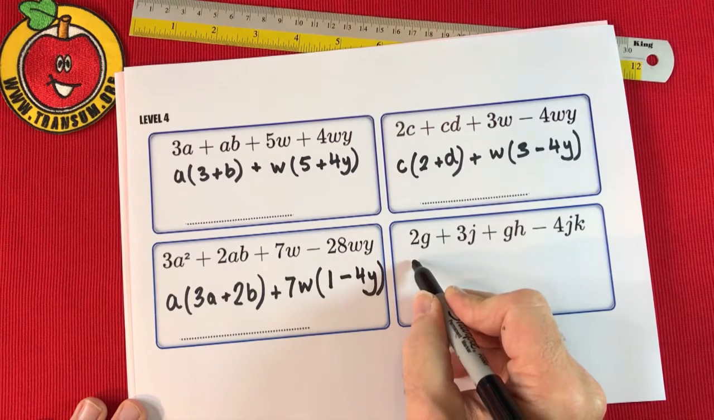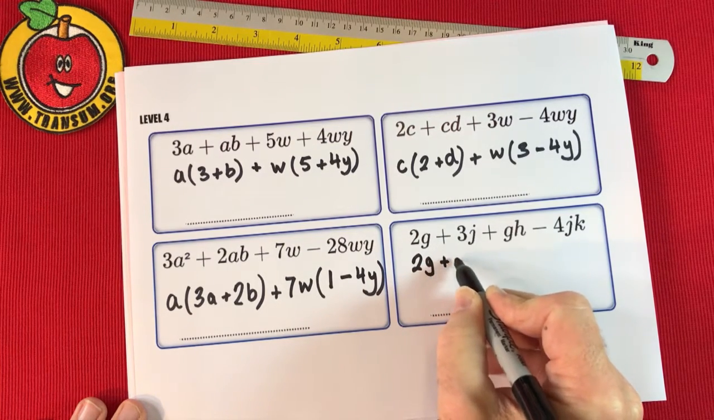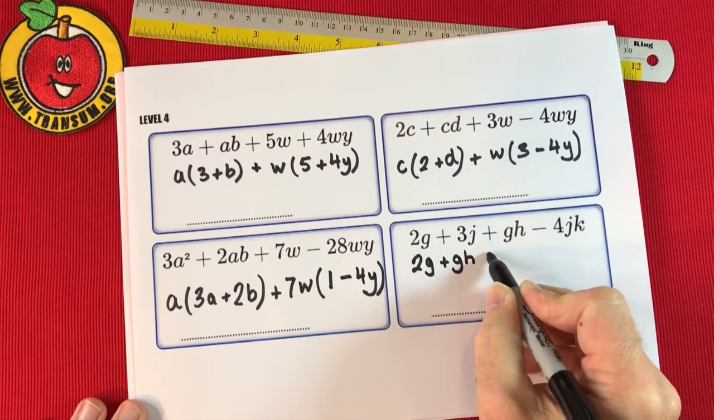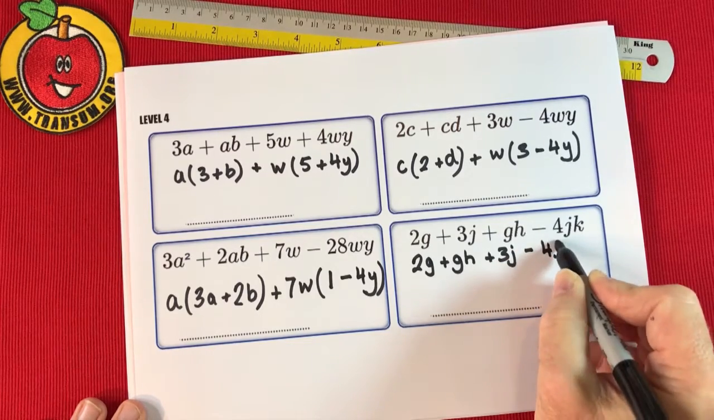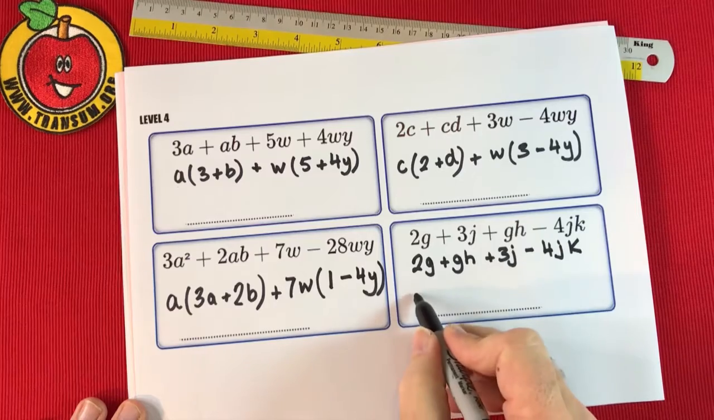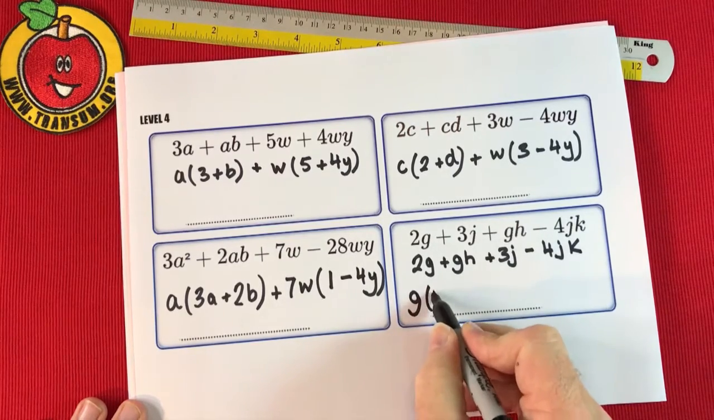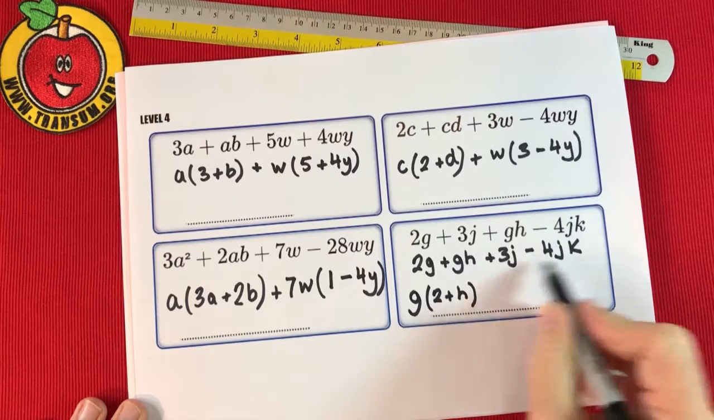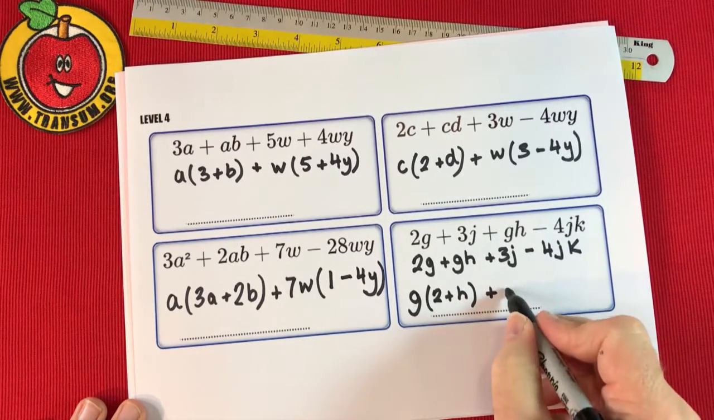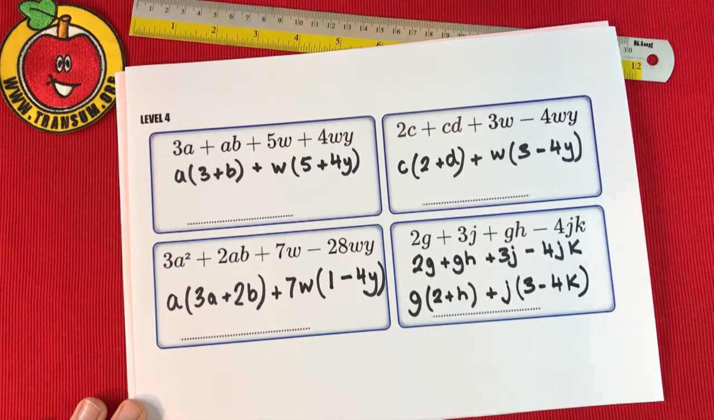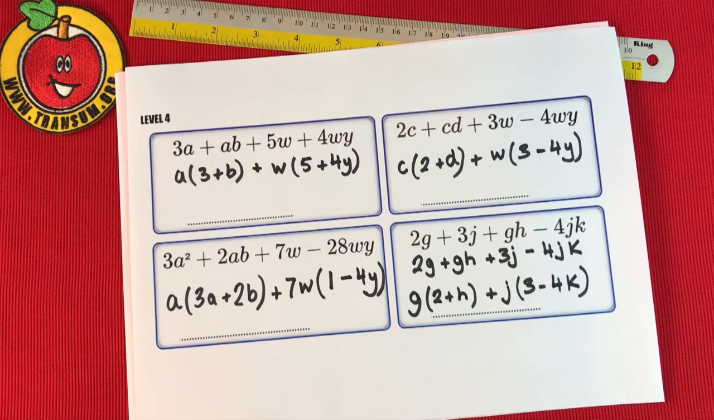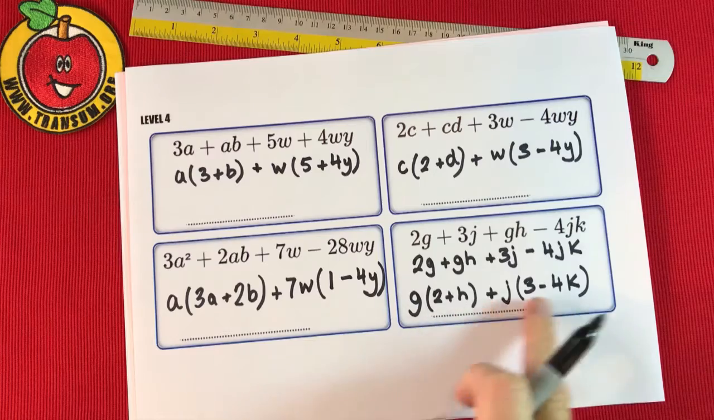And finally, this one, I'll rearrange it before I do the factorization. And I'll put them in pairs with common factors. So the first two terms, I've got a common factor of g. And the second two terms, I've got a common factor of j. So that's how you factorize those expressions, but technically it's just partial factorization because we're still adding two expressions together.